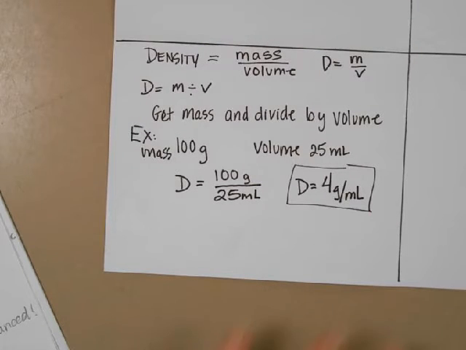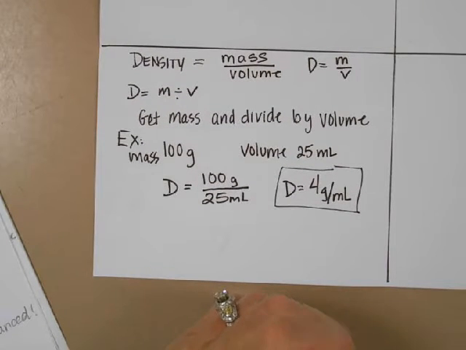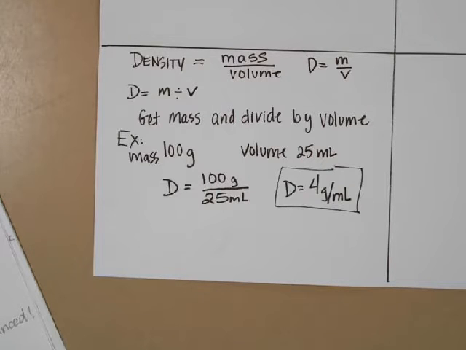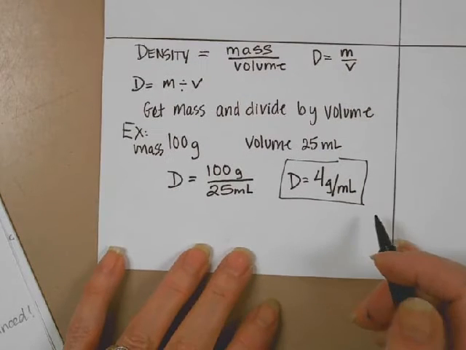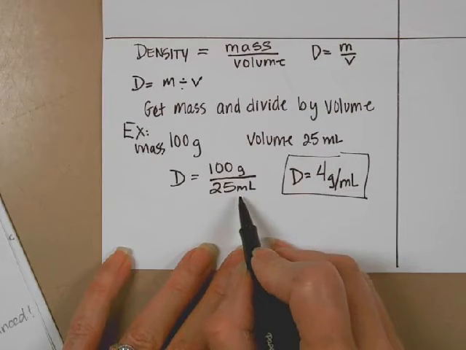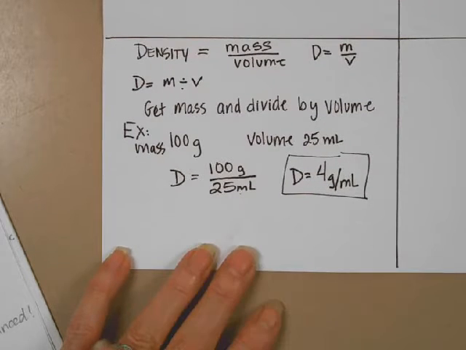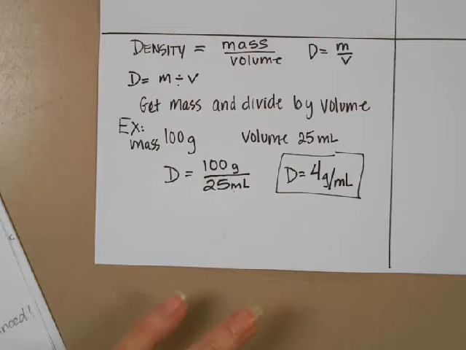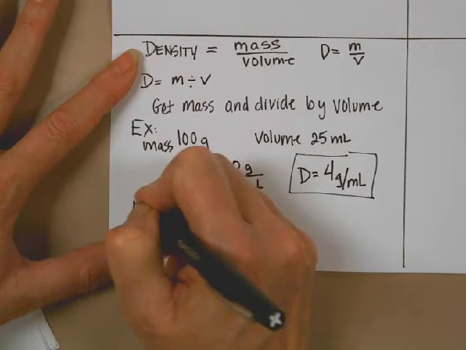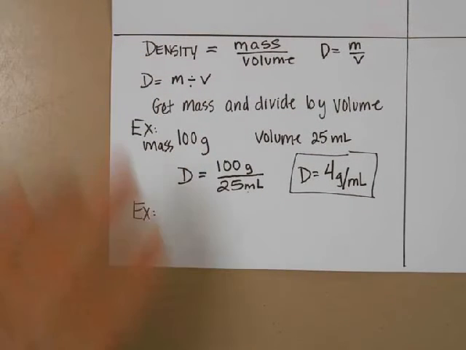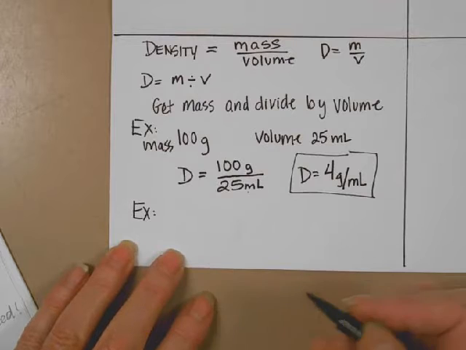On the back of your periodic table is the formula chart for science, so that formula is there. Sometimes they will substitute centimeters cubed for milliliters because they're the same unit. Don't let that throw you. Do the same thing: mass divided by volume. So another example, let's do an example with centimeters cubed. Doesn't mean anything different.